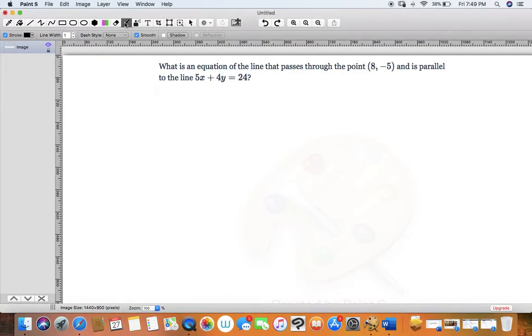Hi, Miss Haney here. I'm going to show you how to write the equation of a line that passes through a point, and we'll do one that's parallel, and also we'll show you how to do one that's perpendicular.